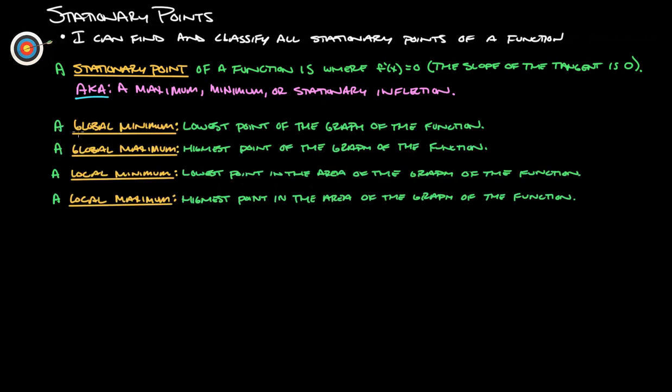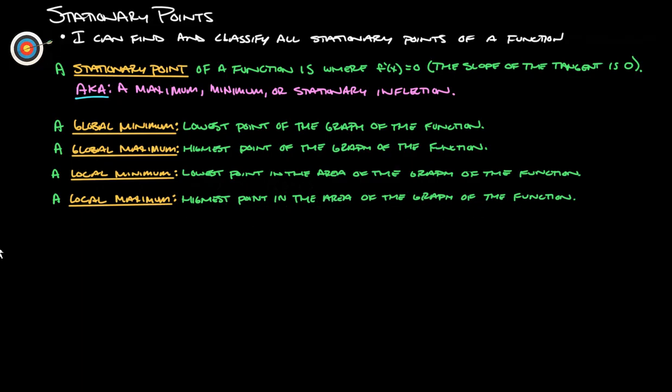Okay, so first thing, there are different kinds of minimums and maximums. A global minimum is the lowest point of the graph of the function. The global maximum is the highest point of the graph of the function. And then a local minimum is the lowest point in an area of the graph of the function, and a local maximum is the highest point in an area of the graph of the function.